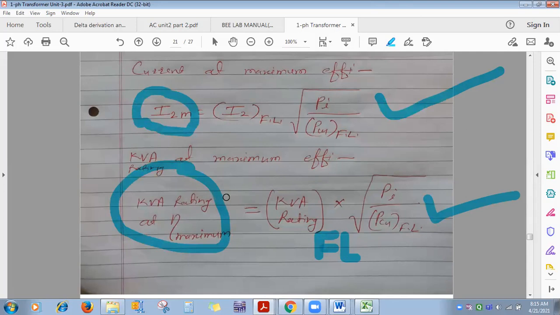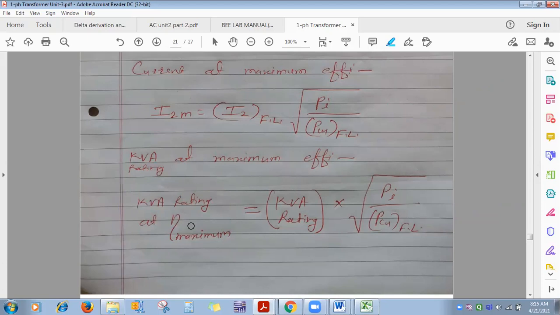Sometimes in a numerical you get asked to calculate the maximum efficiency of a transformer, and the load is not mentioned. So you cannot calculate the value of N. At that time, to calculate the KVA rating at maximum efficiency, this formula helps. So you can calculate the KVA rating at maximum efficiency using this formula. Based on this formula, now we'll see the numericals.